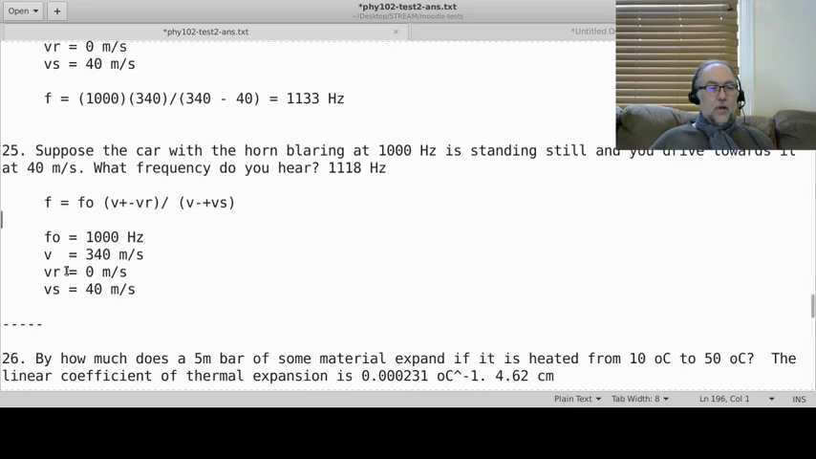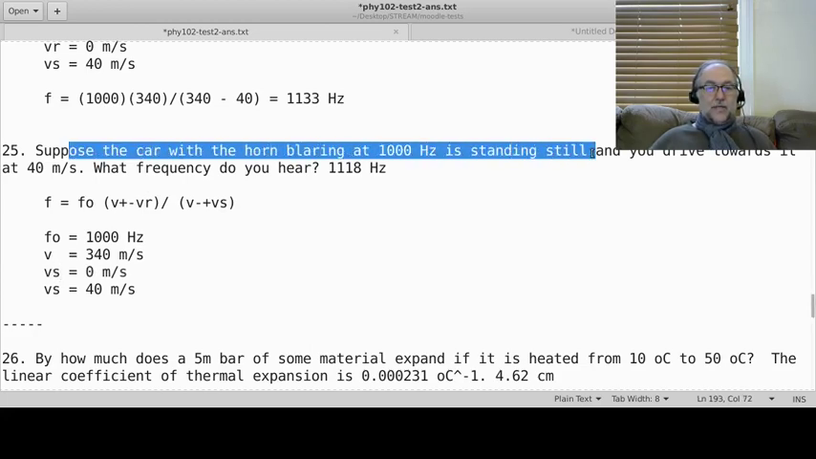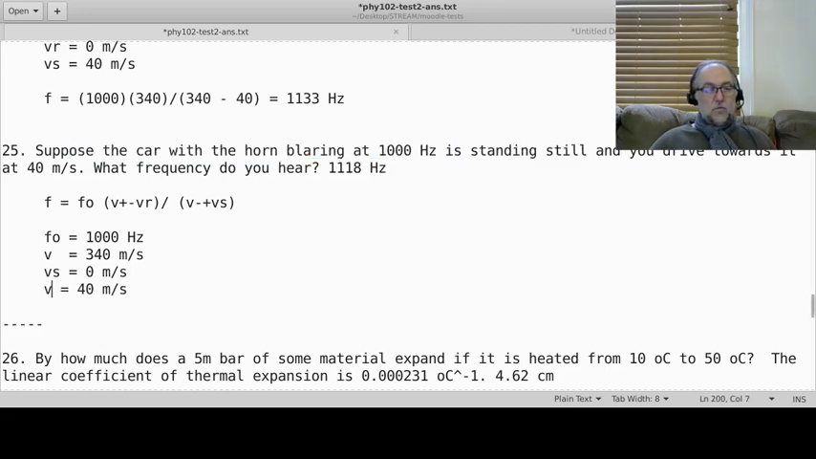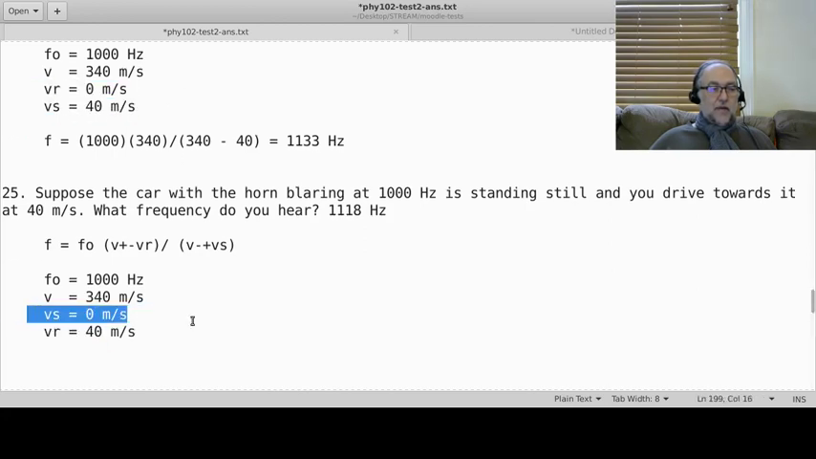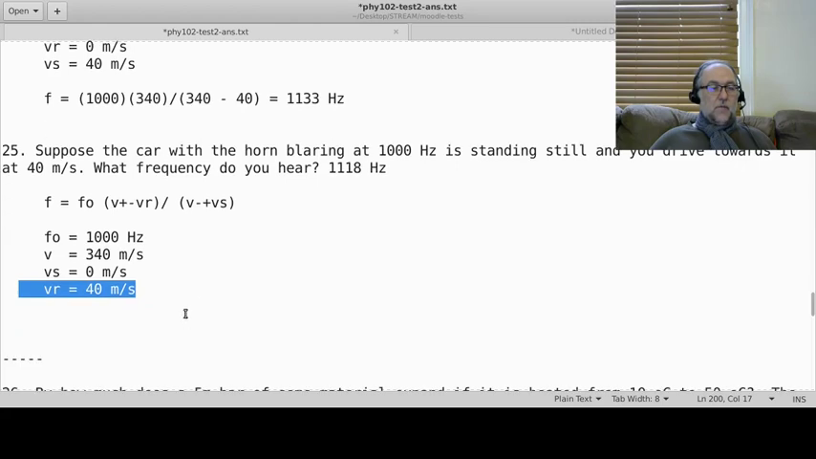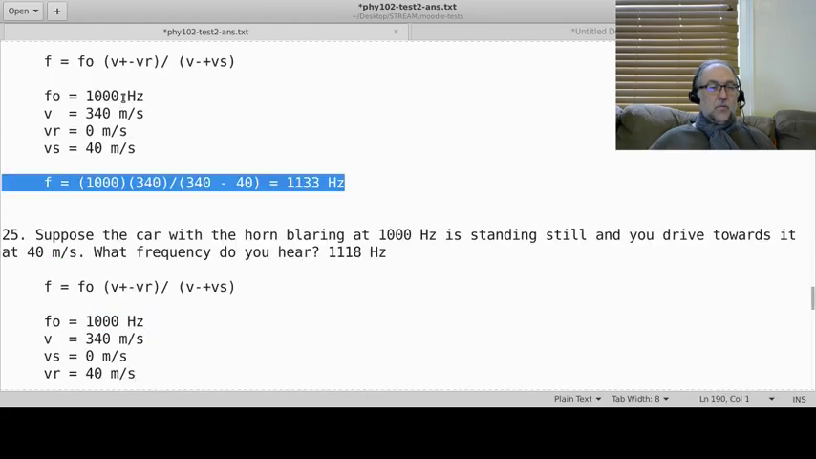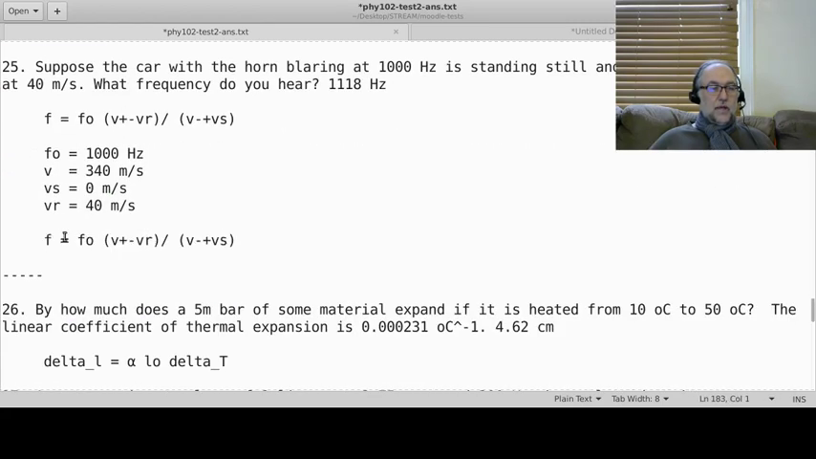But now the source, the car blaring the horn, is standing still. So the source is standing still, but you're the receiver, driving towards it at 40 meters per second. Basically it's the same thing, but whereas over here we had VR is 0 and VS is 40, here we have VS is 0 and VR is 40. Let's plug into this equation.